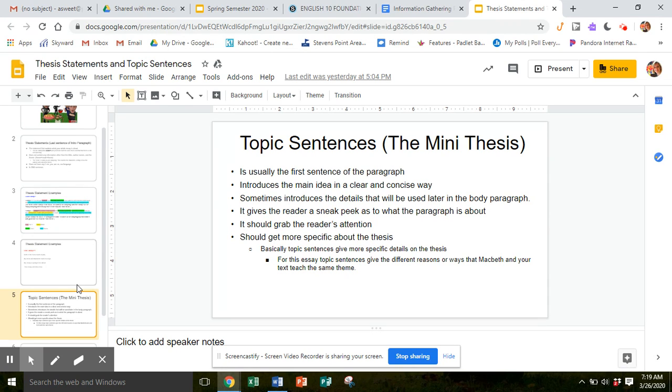Then we break down topic sentences. Topic sentences are like mini thesis statements for each paragraph. You will have 3 body paragraphs in this essay. This will be the first sentence in your paragraph. It'll introduce your main ideas in a clear and concise way, and can introduce the details that will be used later. It gives the reader a sneak peek as to what the paragraph is about. It should grab the reader's attention and be more specific about the thesis. Basically, you're breaking down the thesis in a more detailed manner, saying specifically how your authors developed this theme. So think of different reasons or ways that Macbeth and your book teach the same theme.